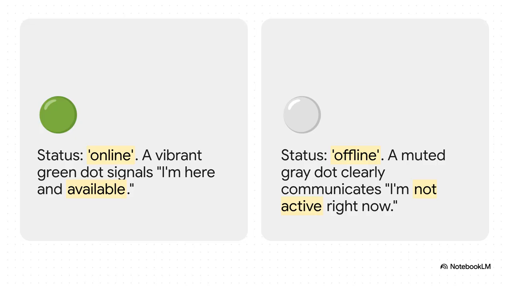You see a bright green dot and you instantly know, online. They're here, they're available. Then you see a muted gray dot and it means offline. They're not active at the moment. It's amazing how this tiny little indicator gives you so much critical information without making the screen look all cluttered.